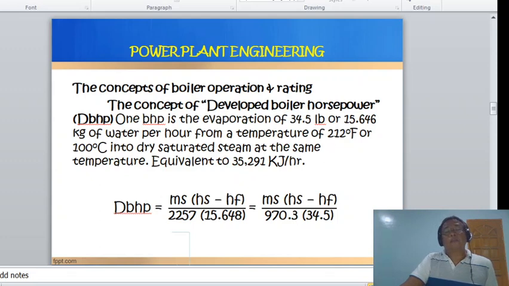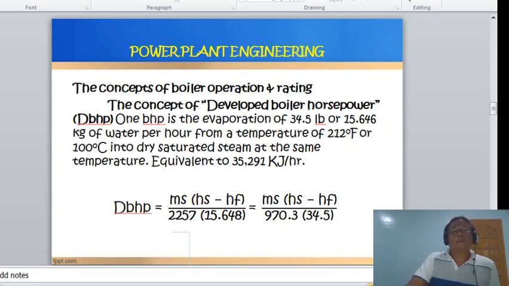Or maybe in the English system we have the mass of steam in pounds per hour, times hs, the enthalpy of steam, minus the enthalpy of water, divided by 970.3, which is equal to hfg of water at 212 degrees Fahrenheit. And the amount of water evaporated is of course 34.5. So you can easily use the SI and the English units in determining the boiler horsepower. So you know, class, this developed boiler horsepower is quite an obsolete term now.